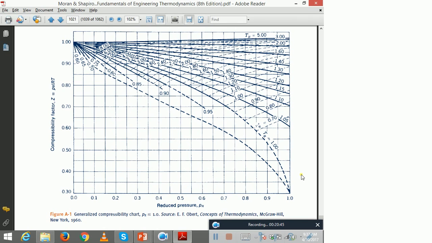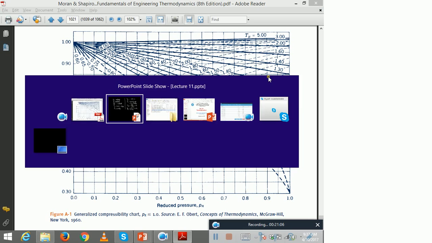Yeah, this one. What was PR? It was 0.91 somewhere here. What was TR? It was 1.23 somewhere here in between, right? So what would be the value of Z? It would be around 0.83, 0.84, isn't it?